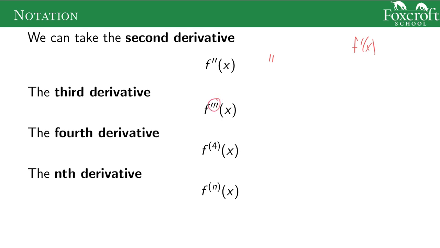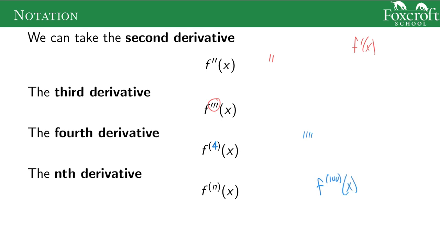And then the fourth derivative, I mean, you could say the quadruple prime, but having too many tick marks gets kind of confusing to see. So then after the third derivative, we just start putting the number in parentheses right there to represent how many derivatives we've done. So the 100th derivative would just look like that.